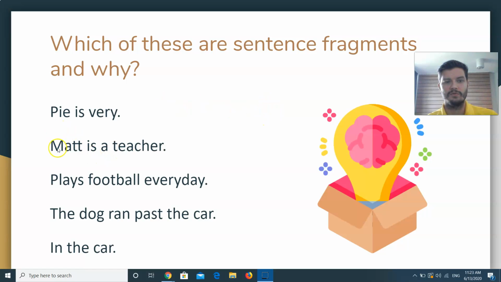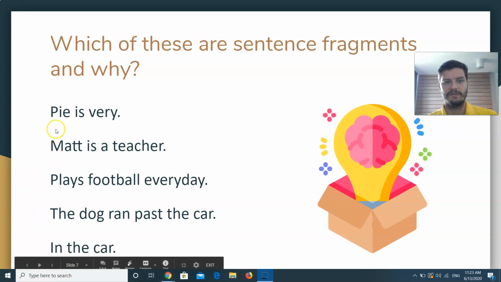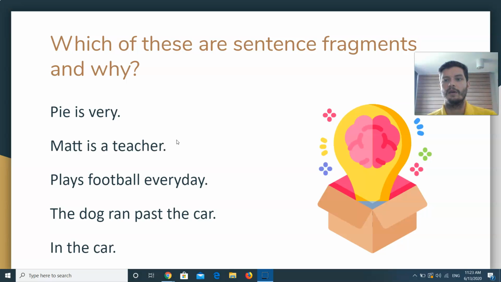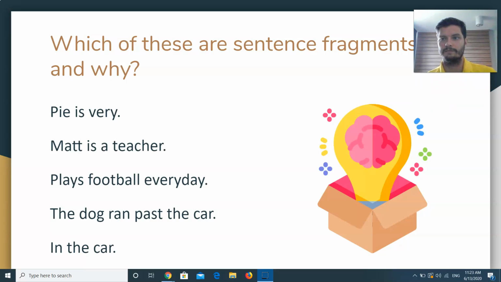All right, and then I want you to move down through the rest of the sentences and indicate whether they are sentences or sentence fragments. And if they are not complete sentences, that is, if they are sentence fragments, you need to indicate why. So there's a bit of practice there, and we'll go over the answers in class.